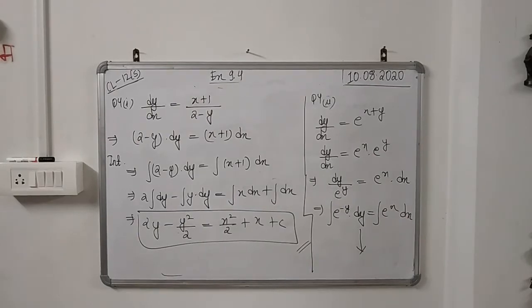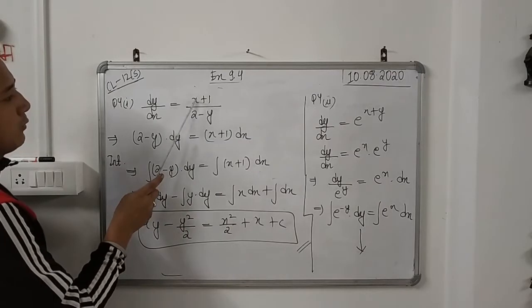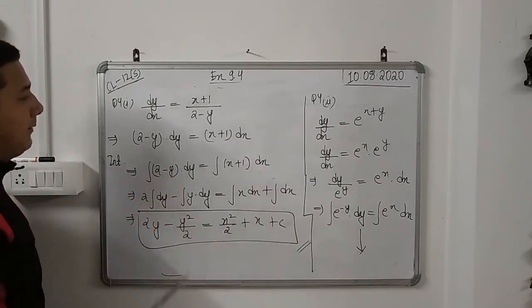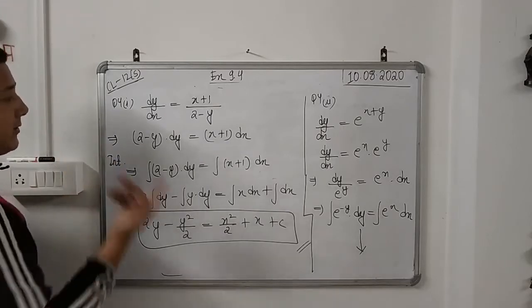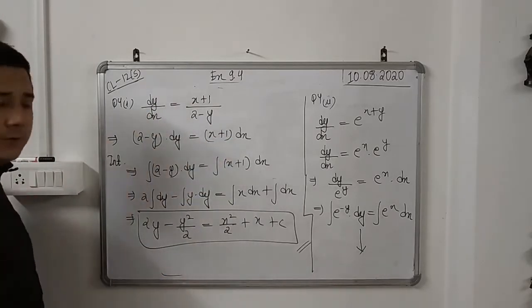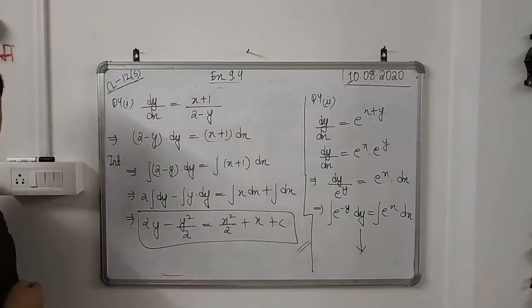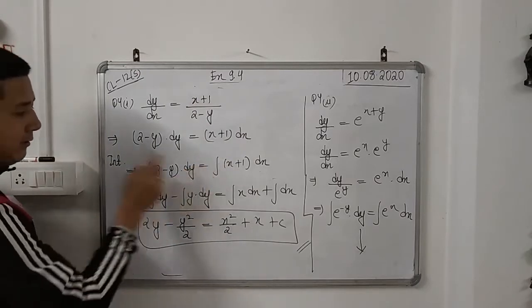Now we move to the next question, that is question number 4 part 1 and 4 part 2. I'll explain 4 part 1 first. Question 4 part 1 is dy by dx equals x plus 1 divided by 2 minus y. The first step is cross multiplication, that is, separate, right? So dy into this and dx into this. It has now already been separated. The next step is integration. So integrate both sides and you'll get the integration of this.